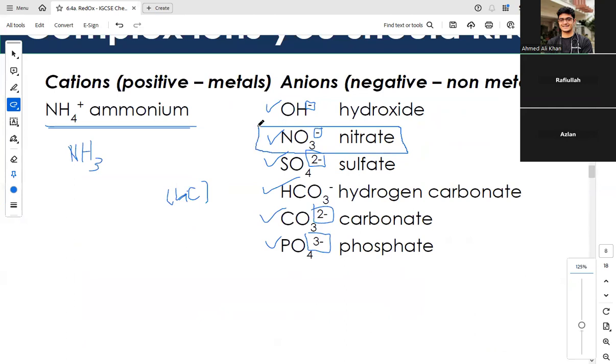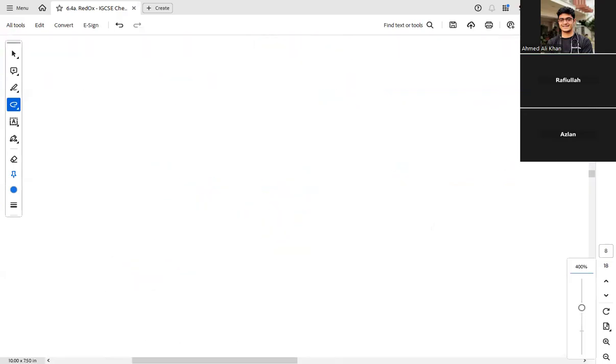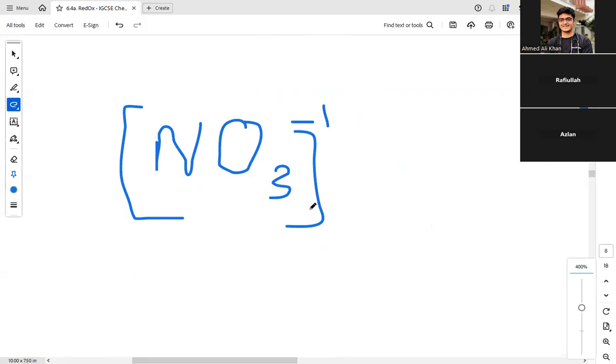Okay. So now nitrate. What is the overall charge in nitrate? What is the overall charge in nitrate? -3. Nitrate ion, सामने दिया हुआ charge इसका -1 है. Okay, the overall charge in nitrate ion is -1.